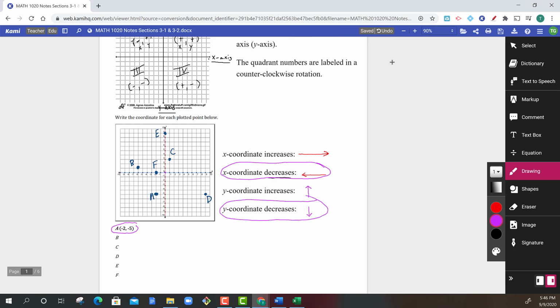and that's where we got negative 2, 5. And let's go ahead and also label the quadrant that point is in. It is in quadrant number 3, as we stated the quadrants in the earlier part of the notes. Pause the video. In about 5 seconds, I'm going to give you the rest of the answers.